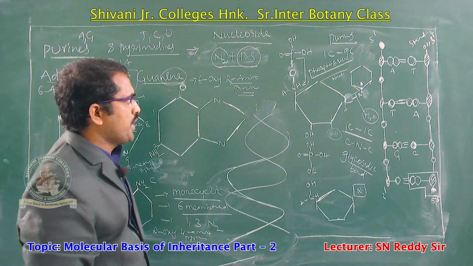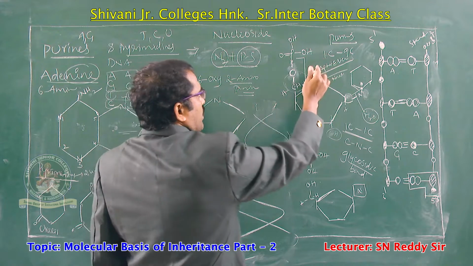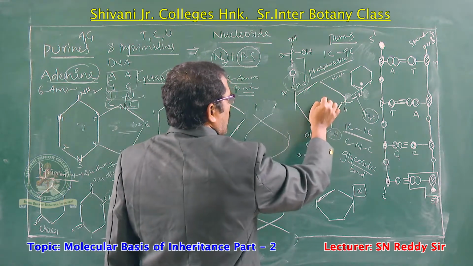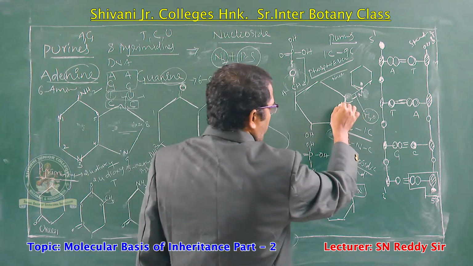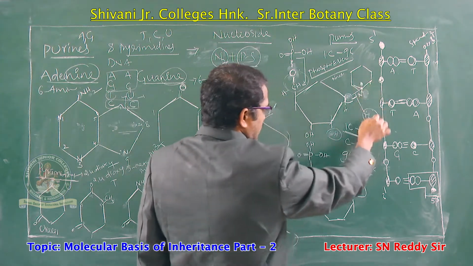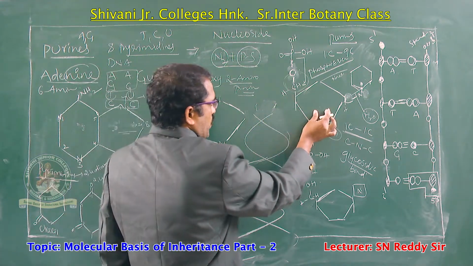This phosphoester bond is on either side of the pentose sugar. In between the pentose sugar and phosphate, that is the phosphoester bond. In between the pentose sugar and nitrogen base, that is the C-N-C glycosidic bond. So this is the nucleotide.